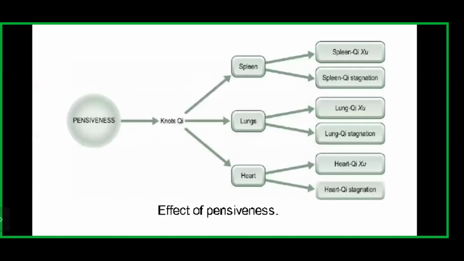Here we can see the effect of pensiveness. When there's pensiveness, it knots the chi. And when the chi is knotted, it affects the spleen, which causes spleen chi deficiency and spleen chi stagnation. It can also affect the lungs, that causes lung chi deficiency and lung chi stagnation. And also the heart. When it affects the heart, there could be heart chi deficiency and heart chi stagnation.